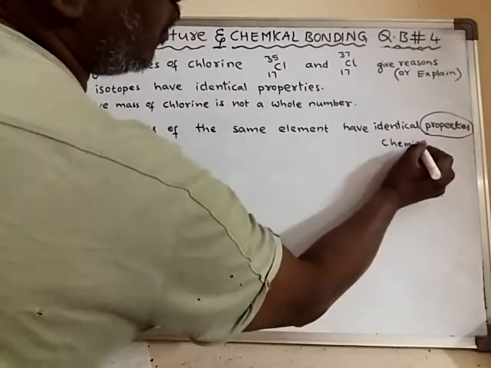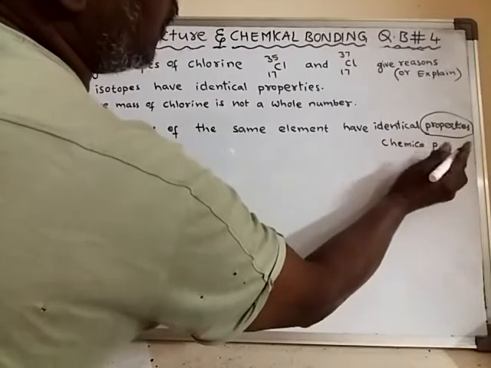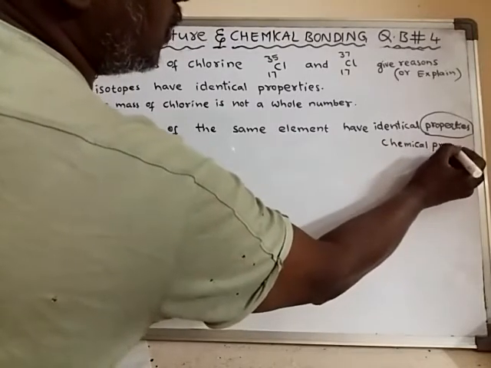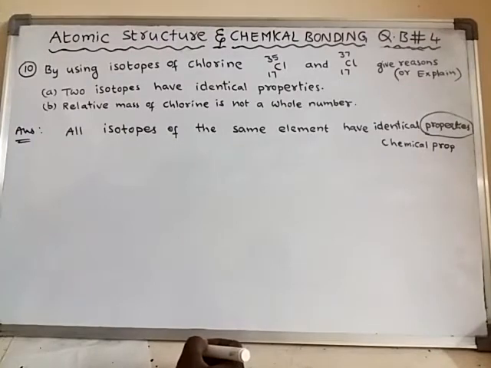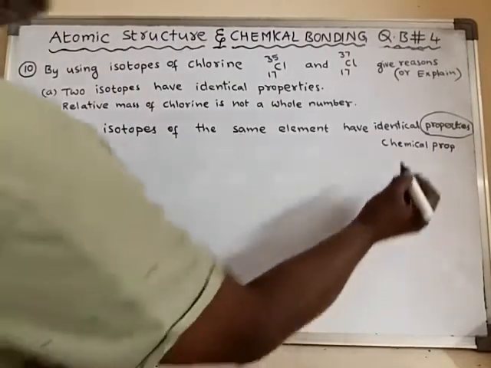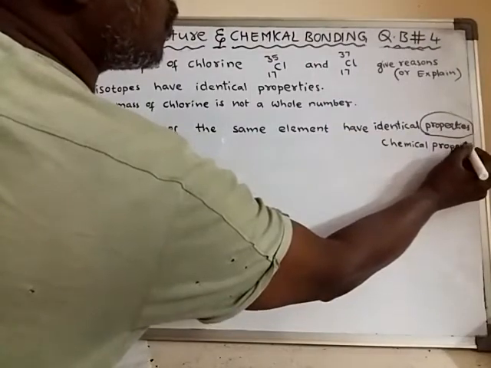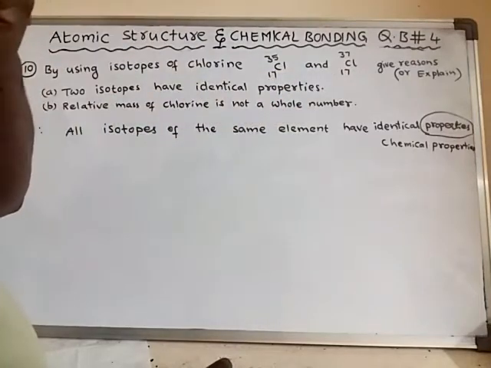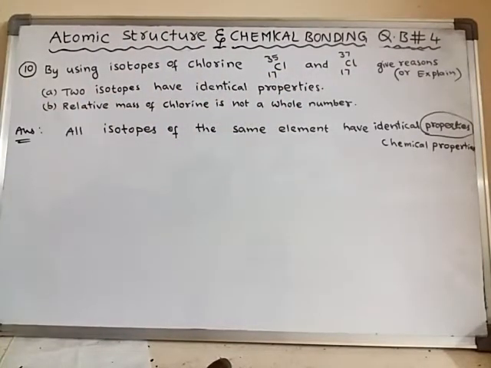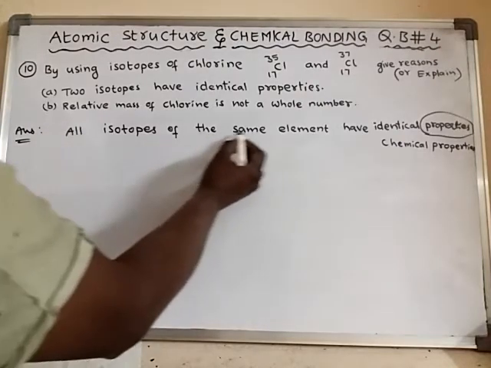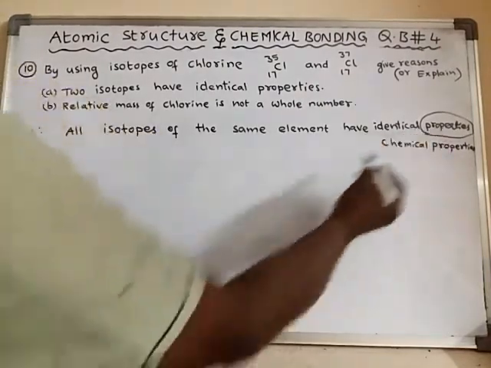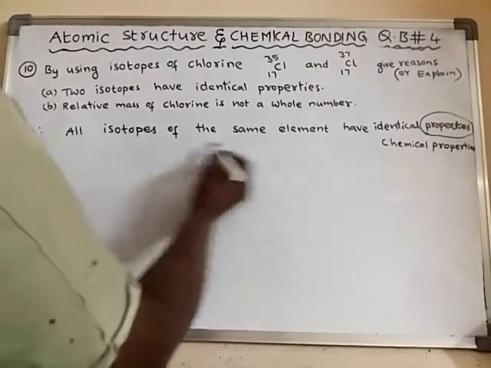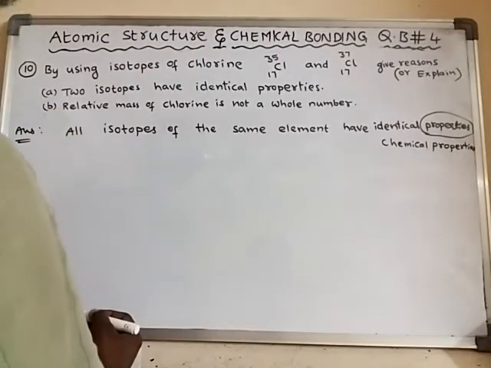Identical chemical properties. That means they behave chemically similar. Okay, chemical properties. That means these two isotopes of chlorine behave chemically similar, in a similar way. See, generally all isotopes of the same element have identical chemical properties. Why do all isotopes of the same element have identical chemical properties?